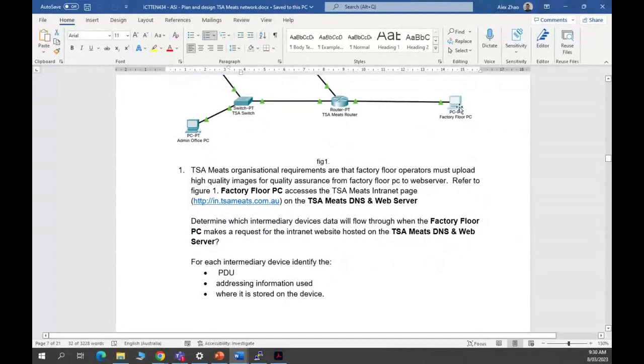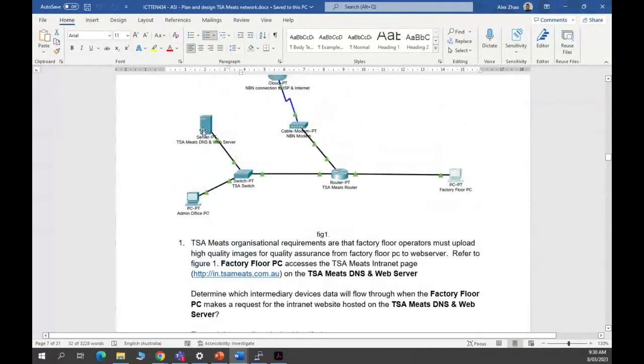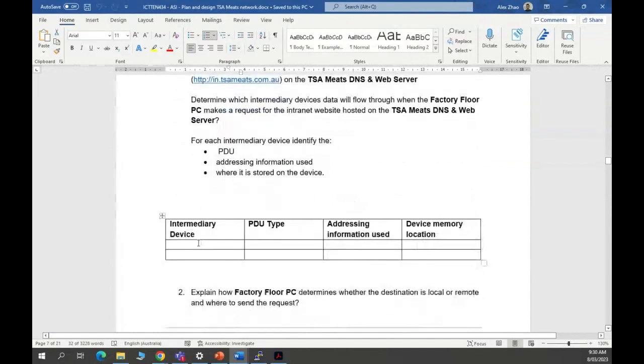If I want to go from the factory floor PC to the web server, which are the intermediary devices? Remember, intermediary devices forward your traffic from your computer to the destination. Router is definitely one. What's another one? Switch, correct. So these are 2. What layer did I say the switch works at last week? Layer 2, correct. What layer is the router? Layer 3, correct.